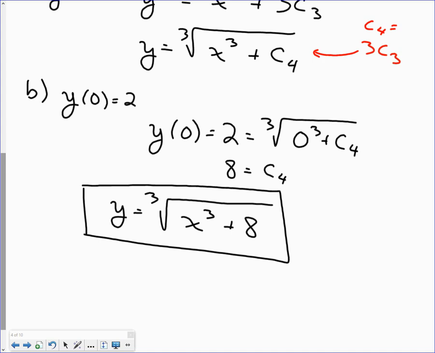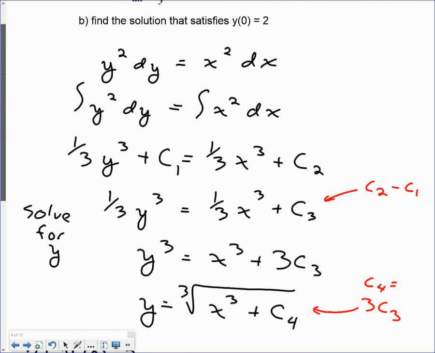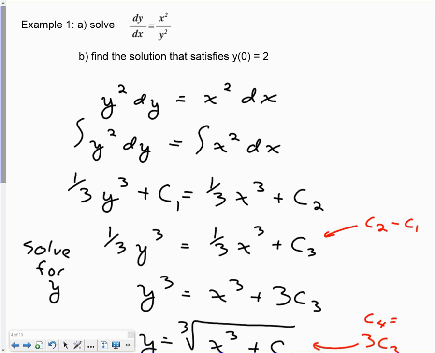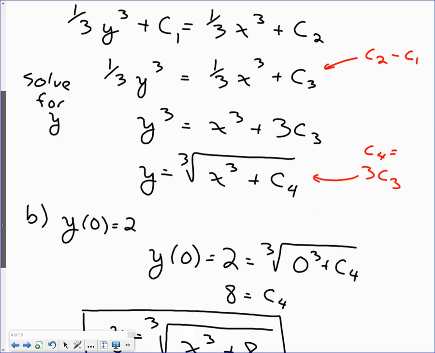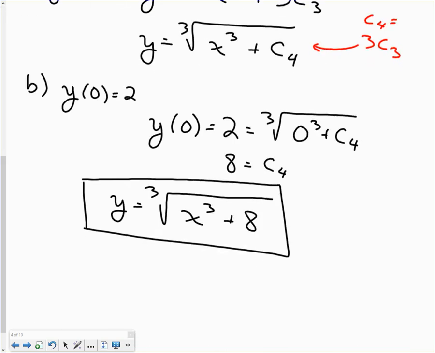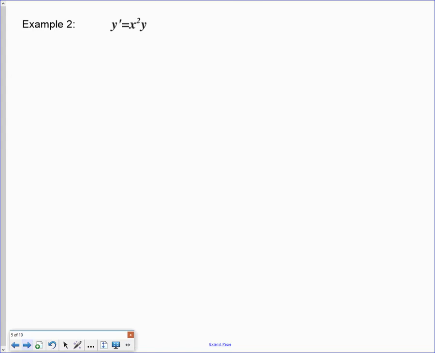Okay. So that's separable differential equations. We're just breaking it up into a bunch of x stuff, a bunch of y stuff, and then solving the two sides separately. So take a look at another example here. Okay, y primed is equal to x squared times y.